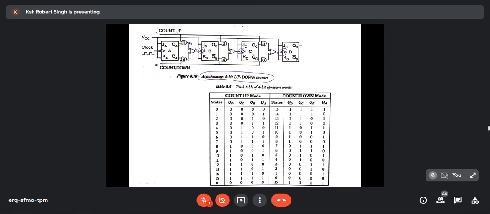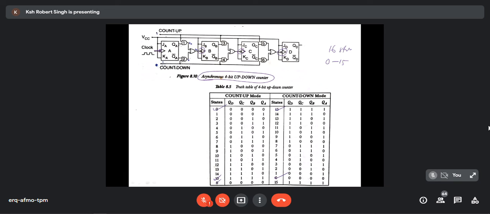This is 4 flip-flops, so it can have 16 states. It can go from 0 to 15 count, and then come back to 0 again. 0 to 15, 0 to 15 like that. It can also count down from 15 to 0, and then 15 to 0 like that. Count up and count down. So it's very easy.